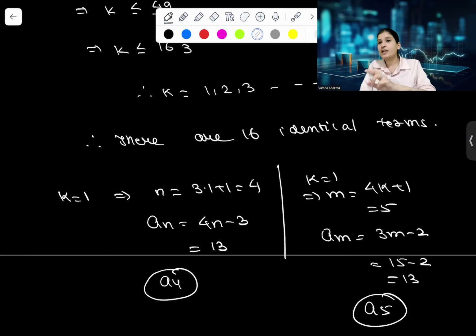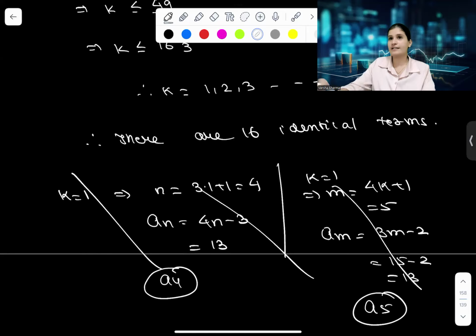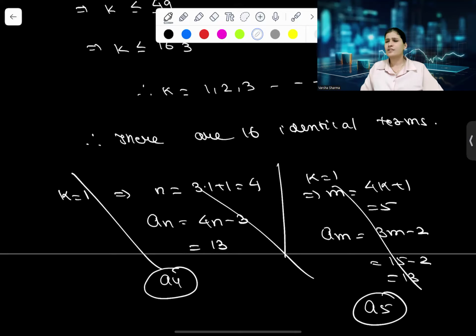Did you understand? Now if I put k equal to 2, I'll get other terms. When I put k equal to 3, I'll get another 2 terms to be equal. In that way, I'll get 16. I don't need to do the later part. This is just for your understanding, of why that is happening. So if I take k from 1 to 16, it will make an equal to am 16 times. Understood? Everybody online understood? Yes, ma'am.